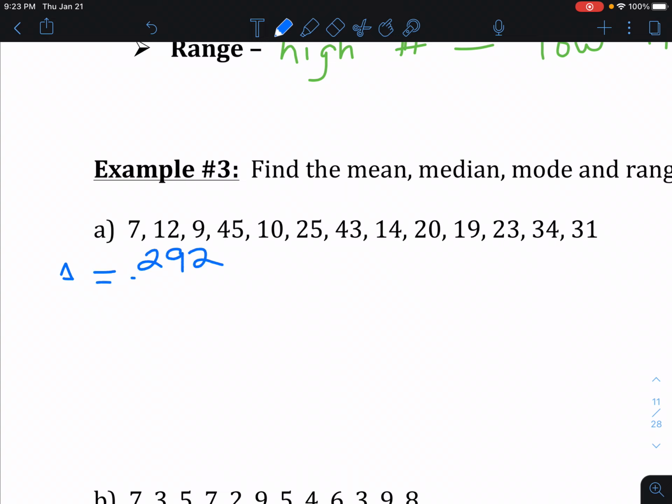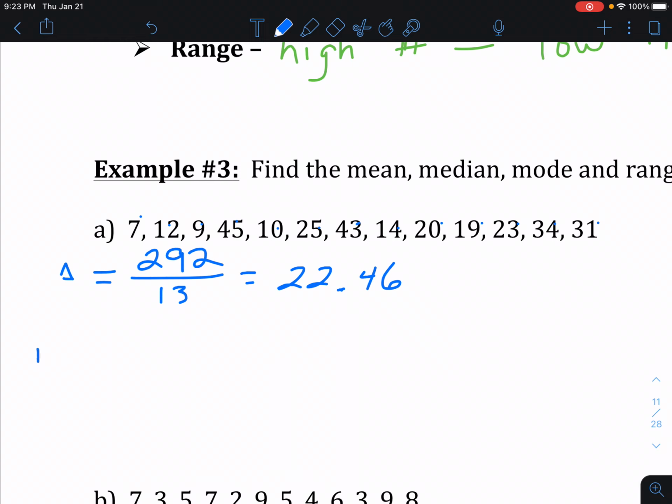Now we need to divide by how many numbers there are. So you're counting those. 1, 2, 3, 4, 5, 6, 7, 8, 9, 10, 11, 12, 13. So 292 divided by 13 will be, and we'll go to 1 decimal place. When in doubt, don't go a whole number. Actually I'll go 2 decimal places. 22.46. All right, so that was mean.